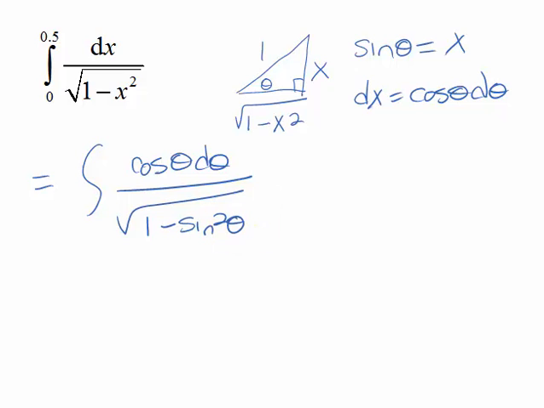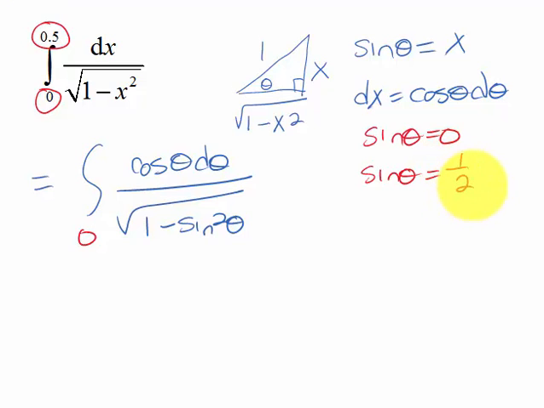Okay, as far as limits of integration, here is 0, so I come up here and say, when is sine theta 0? And that would be at 0. And then when is sine theta 1/2, or 0.5? And we know that, and we're looking here for sine in the first or fourth quadrants, and so that's going to be positive. So in the first quadrant, when is the sine 1/2? And that's going to be at pi over 6.